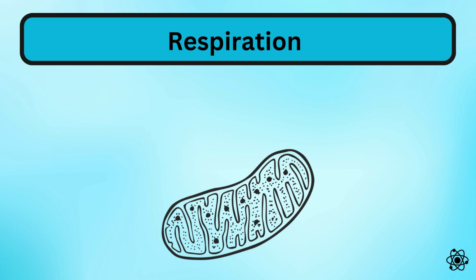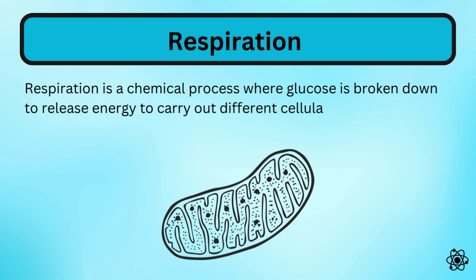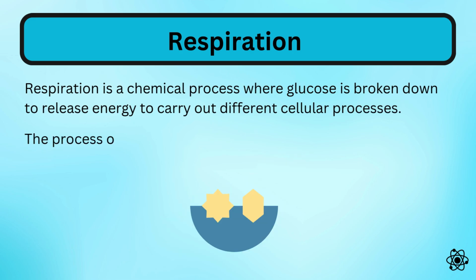This video summarizes topic 12, respiration. Respiration is a chemical process where glucose is broken down to release energy to carry out different cellular processes. This reaction happens in almost all cells in the body. The process of respiration is controlled by enzymes.